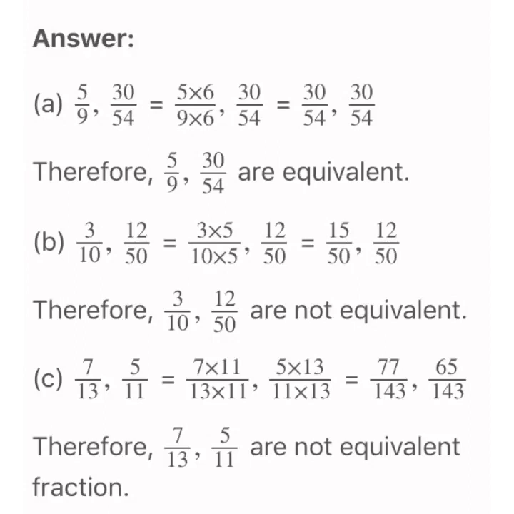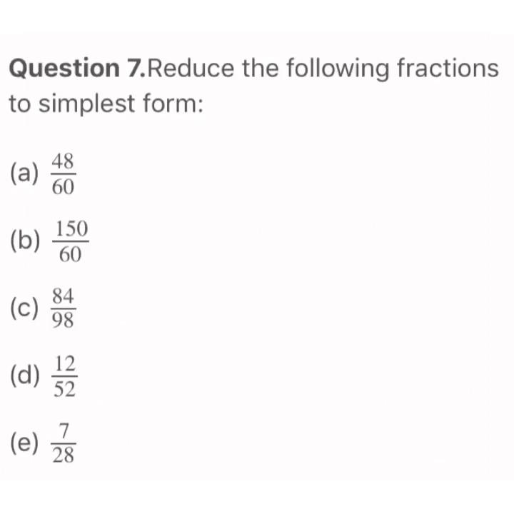77 upon 143 is not equal to 65 upon 143. So 7 upon 13 and 5 upon 11 are not equivalent fractions. Now question number 7. Reduce the following fraction to its simplest form.